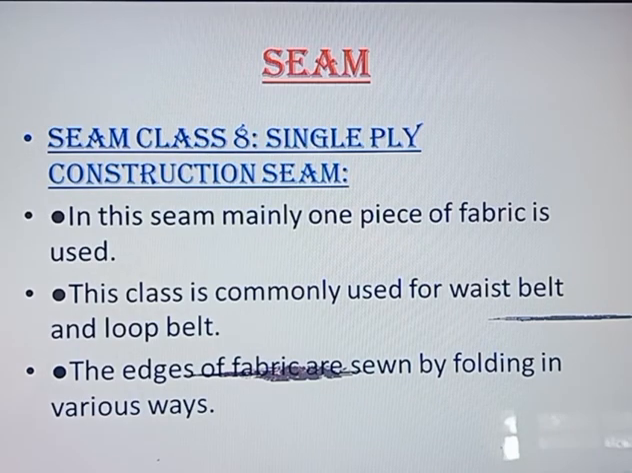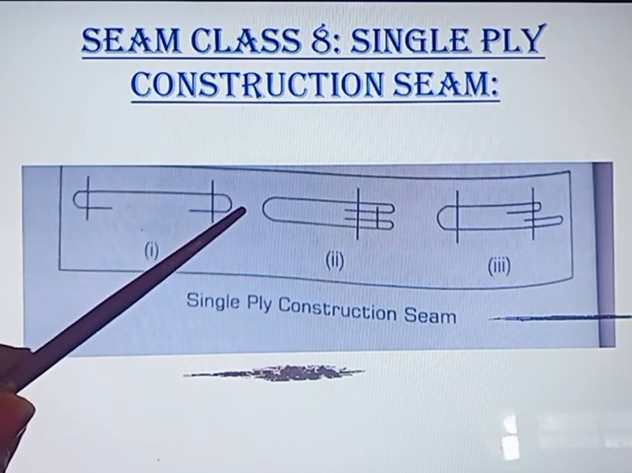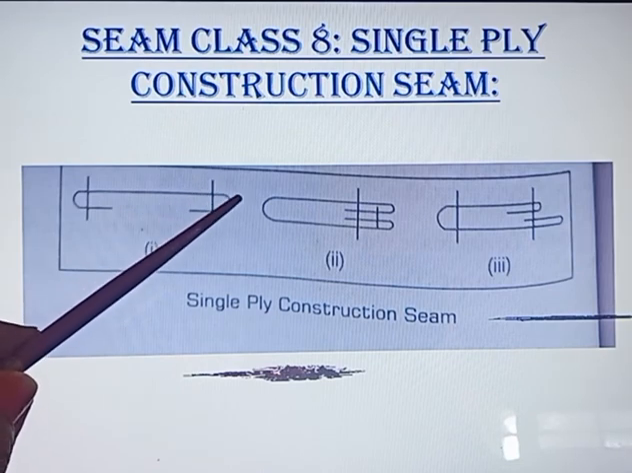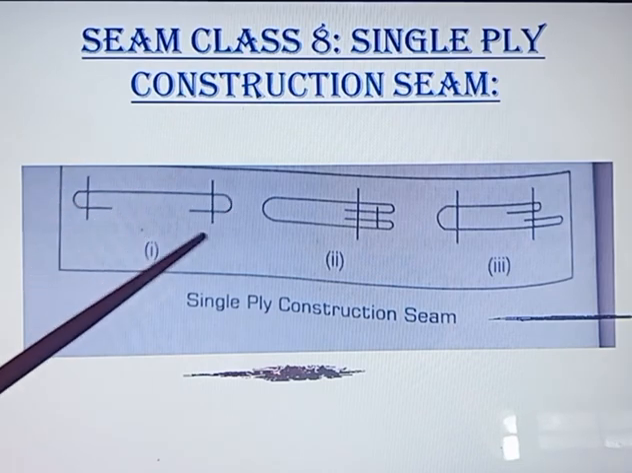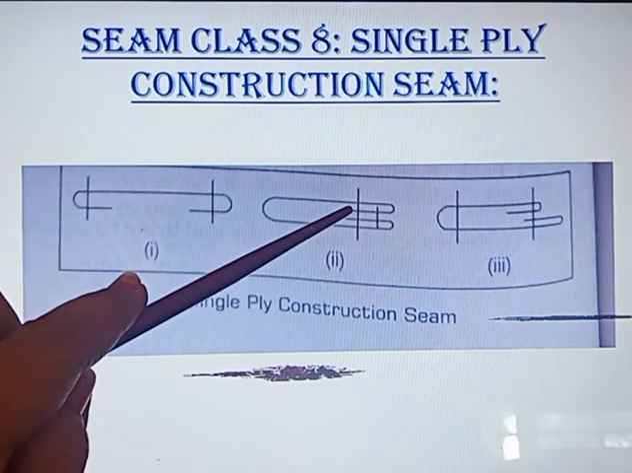The next class is the last, seam class 8, the single ply construction seam. In this seam class mainly one piece of fabric is used. This is most commonly used at the waist belt and loop belt, where we apply different belts in jeans and skirts, etc. The edges of the fabric are sewn by folding in various ways. So we can see here this is the single ply fabric. Here the edges are folded from this side and this side. Here the fabric is folded from both sides, raw edges are going in between.